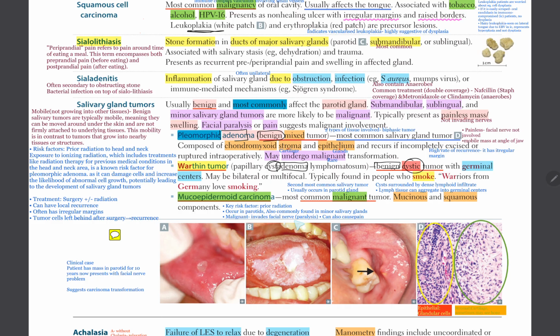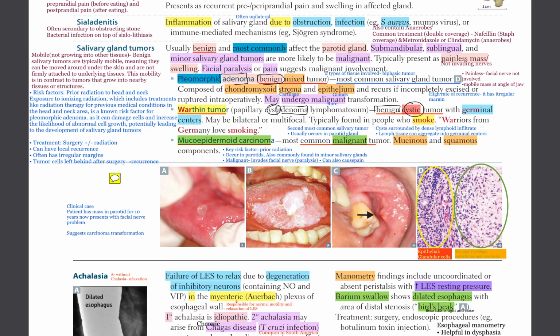We earlier mentioned that it is benign and most commonly affects the parotid gland, but it's not always, and it can invade the facial nerve, causing paralysis. As we studied before, in benign tumors it does not invade the nerves, but in this condition it can invade the facial nerve. It can lead to paralysis, and it can also cause pain. So yeah, that's it for the salivary gland tumors.